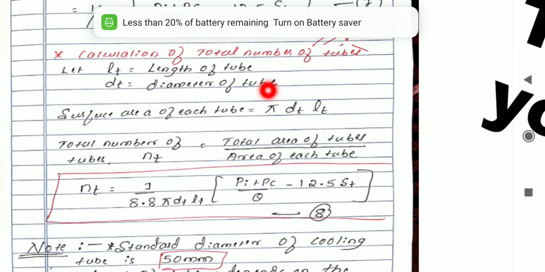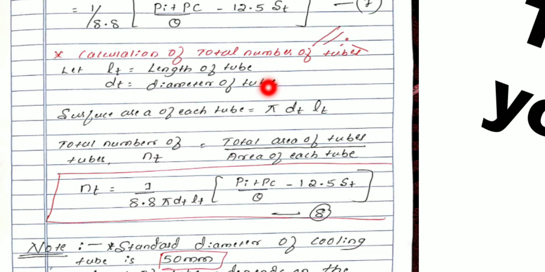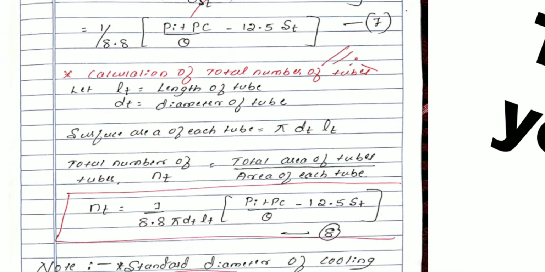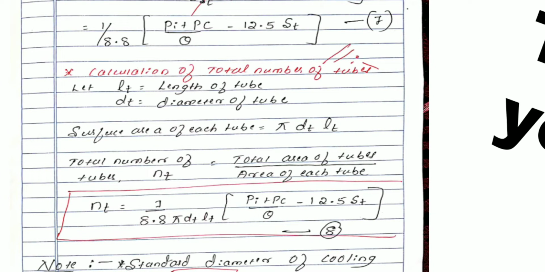In order to calculate the number of tubes in a particular area, the surface area of each tube is given by pi dt Lt. Let me consider the tube as a cylindrical structure, like a cylinder. You are all familiar with the formula for the surface area of a cylinder. It is nothing but pi into d into L, pi into diameter into length.